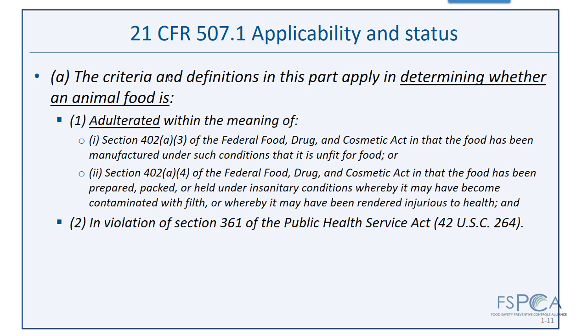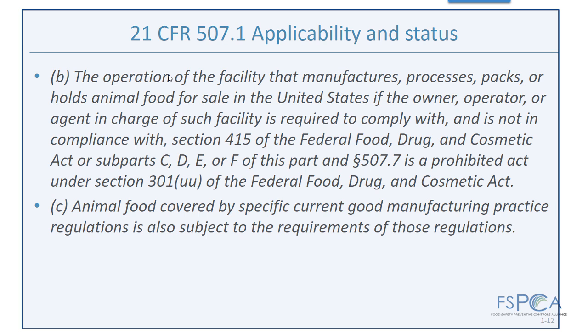This part applies to determining whether the animal food is adulterated or in violation of Section 361 of the Public Health Service Act. Okay, so the whole point of this regulation is to prevent adulteration of animal food. This next section tells us that if you are required to be in compliance with 415, you also have to be in compliance with Part 507. And not doing so is illegal, essentially. It's a prohibited act under Section 301 of the Federal Food, Drug, and Cosmetic Act.